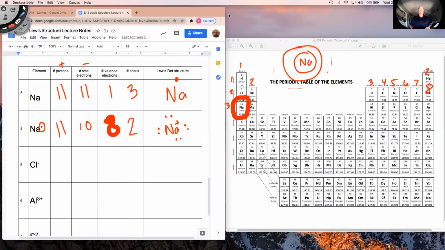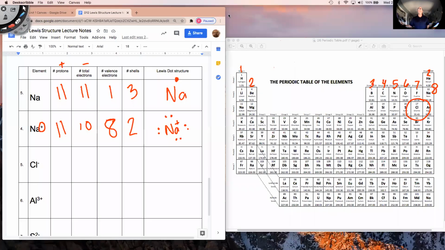Okay, let's take a look at the next one, chlorine. And now for this next one, we are going to be working with chlorine. But this isn't chlorine, this is chlorine with a minus charge. This is going to be chloride. So let's take a look.